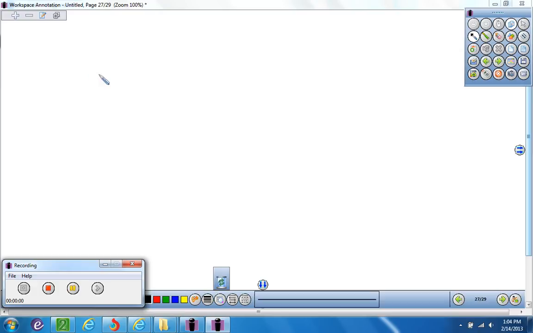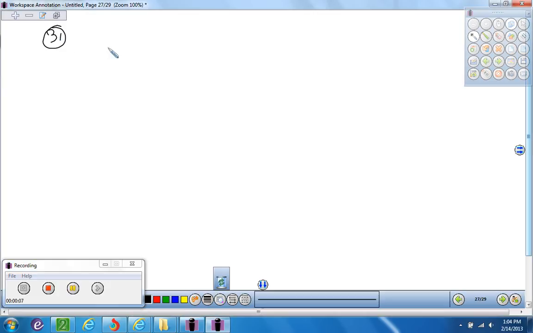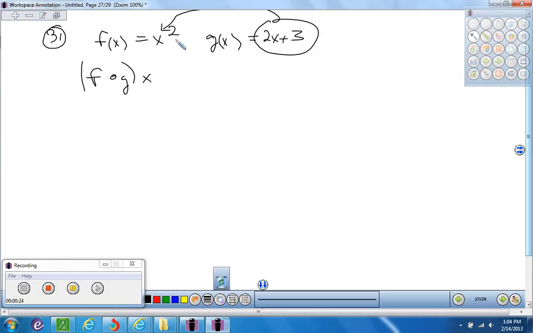Alright, here we're going to look at composites. So if you look at problem 31, we have f of x is equal to x squared, g of x is equal to 2x plus 3, and they say find the composite. Alright, so what we're going to do is take this one and plug it in here.